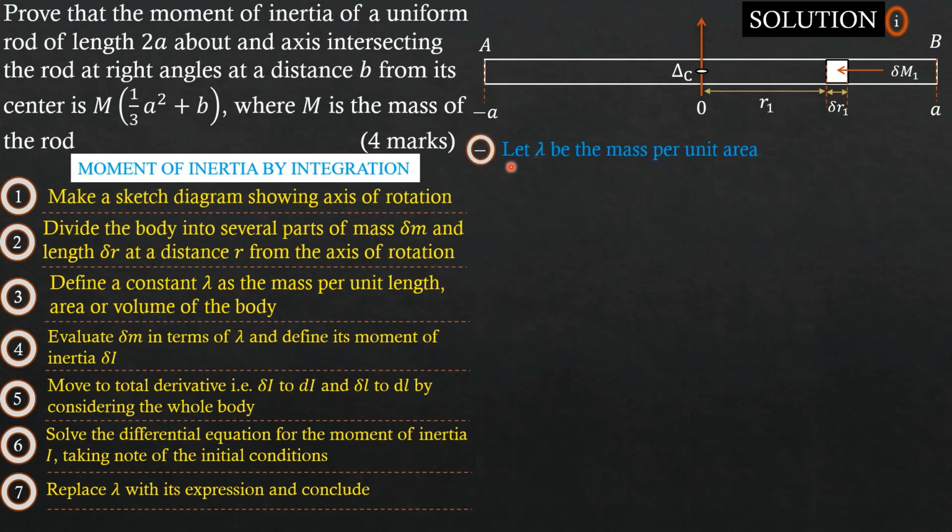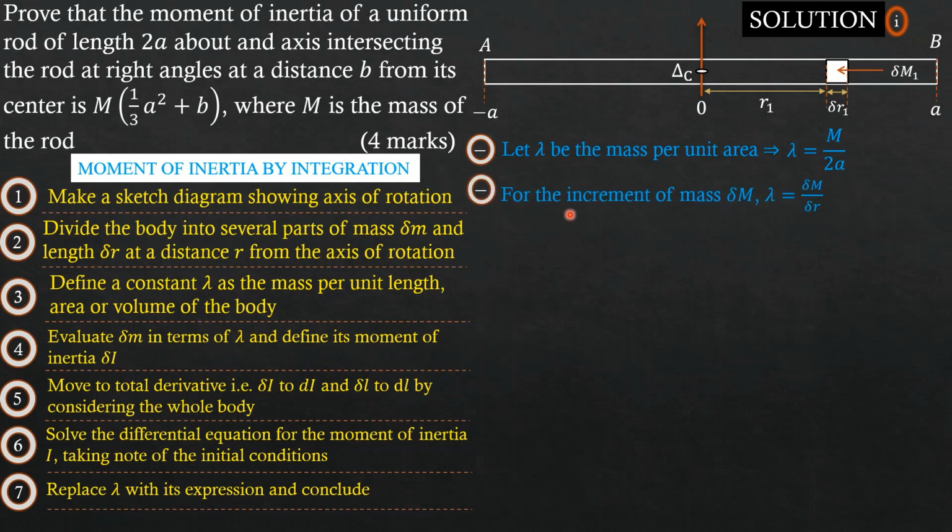So we now define our lambda to be the mass per unit length. A typing error: here, lambda is actually the mass per unit length and not the mass per unit area. So change this to length. So lambda being the mass per unit length, let's consider the whole rod. This lambda is actually the same for every increment in this rod that we take. So for this small increment, the lambda is going to be its mass per unit length. If we take the whole rod, the lambda is going to be its mass, which is M, per unit length, and the length of the rod is 2a.